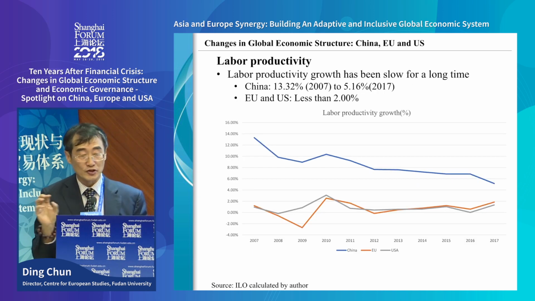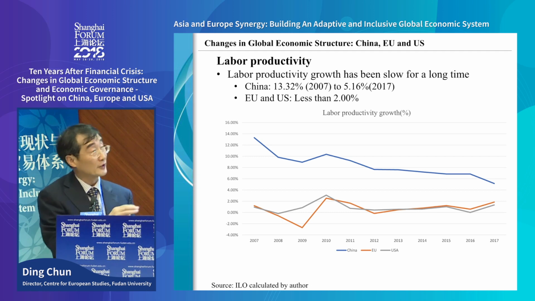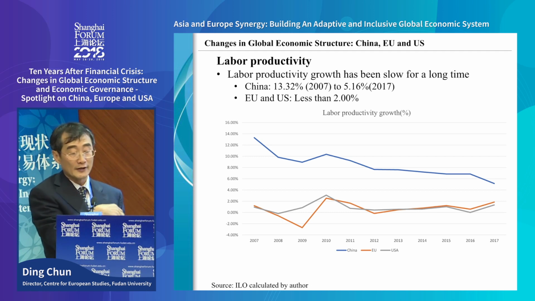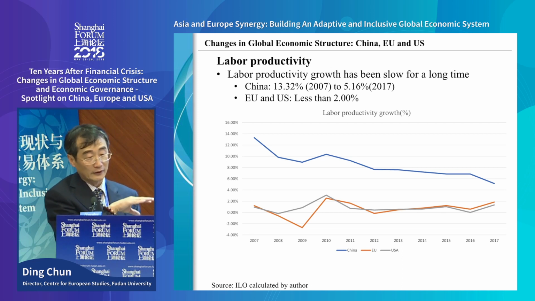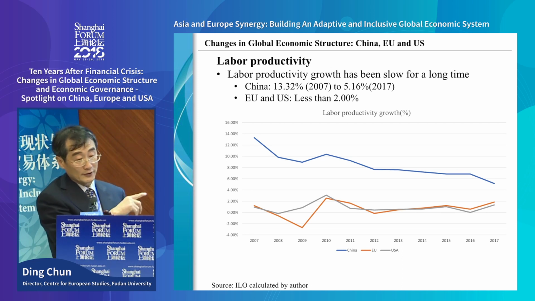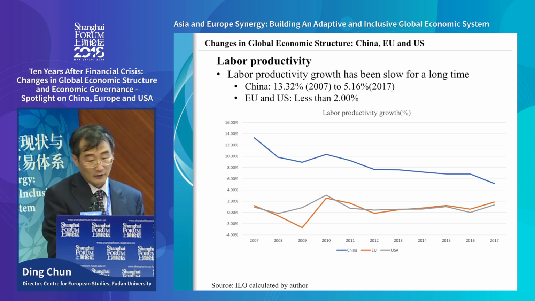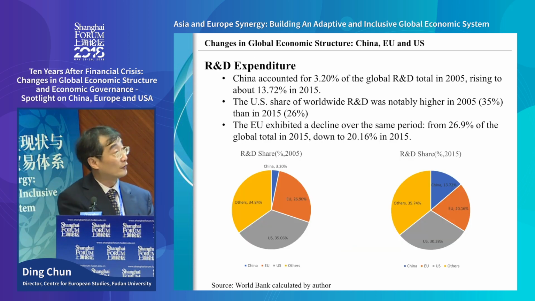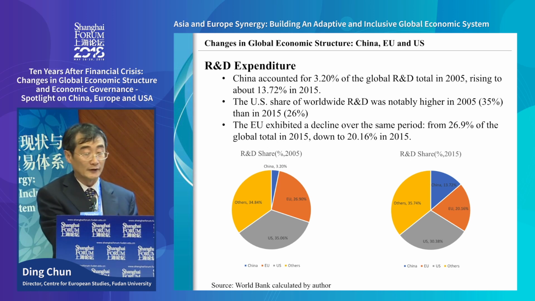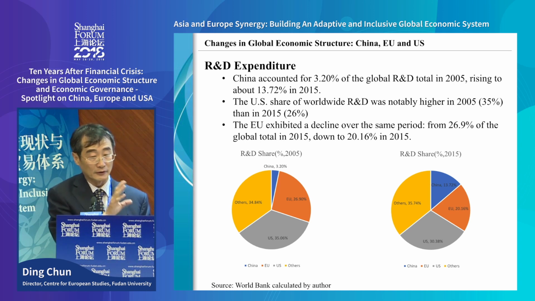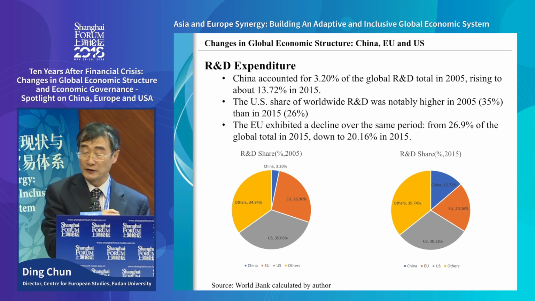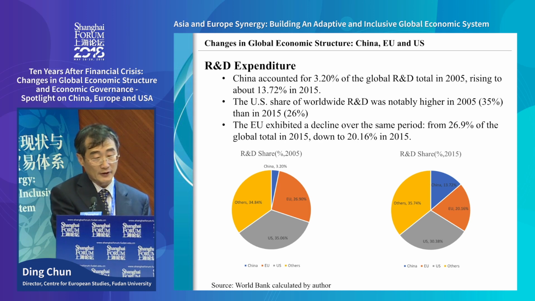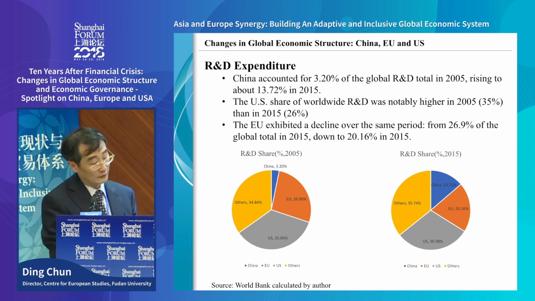And then a little bit of a switch to productivity. Here you can see all the big three have a trend of decreasing labor productivity. Especially in China, you can see a very significant drop in labor productivity. And then about R&D intensity, if we're talking about the share of the total R&D expenditure in the world, you can see a very significant increase from China, and the United States almost remained, with a drop, but not that significant, and the EU as well.